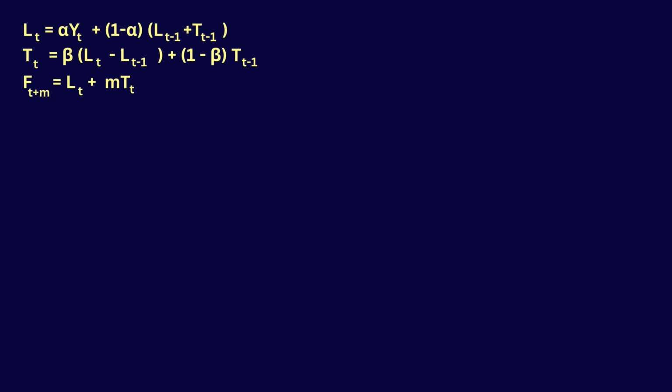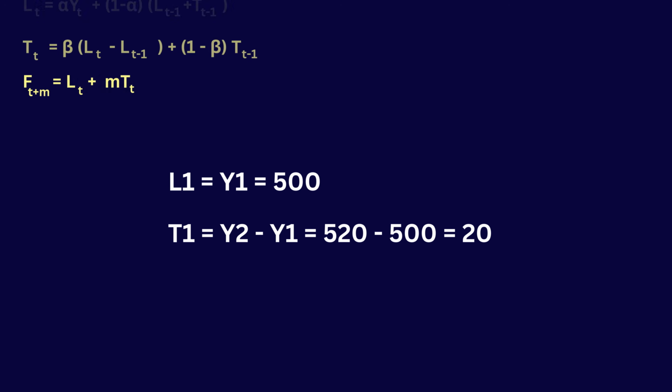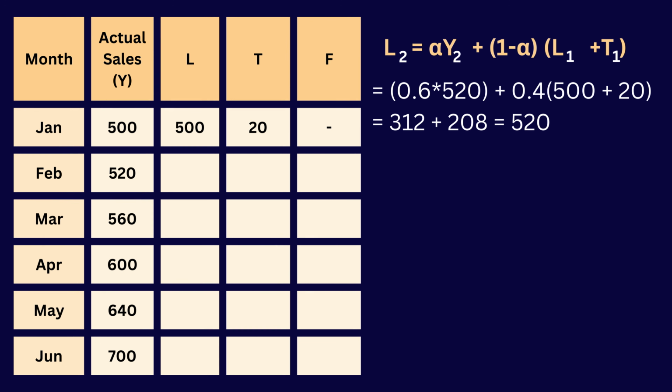So to calculate these values manually, we need these three formulas. The first one is L1. Here we don't have a previous value, so we take L1 equal to Y1. So L1 is 500. T1 is the difference between the first two observations, so T1 equals Y2 minus Y1. So it's 520 minus 500, equal to 20. So L2 equals alpha * Y2 + (1 - alpha) * (L1 + T1).